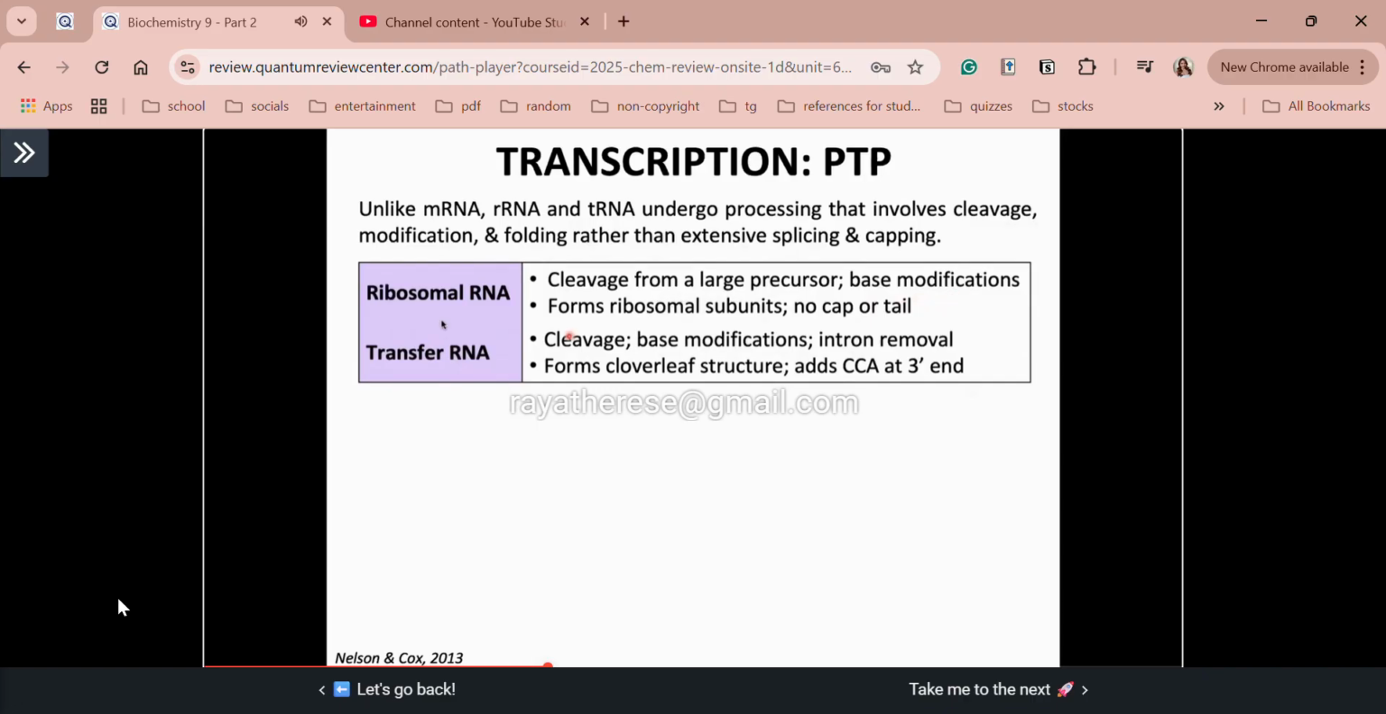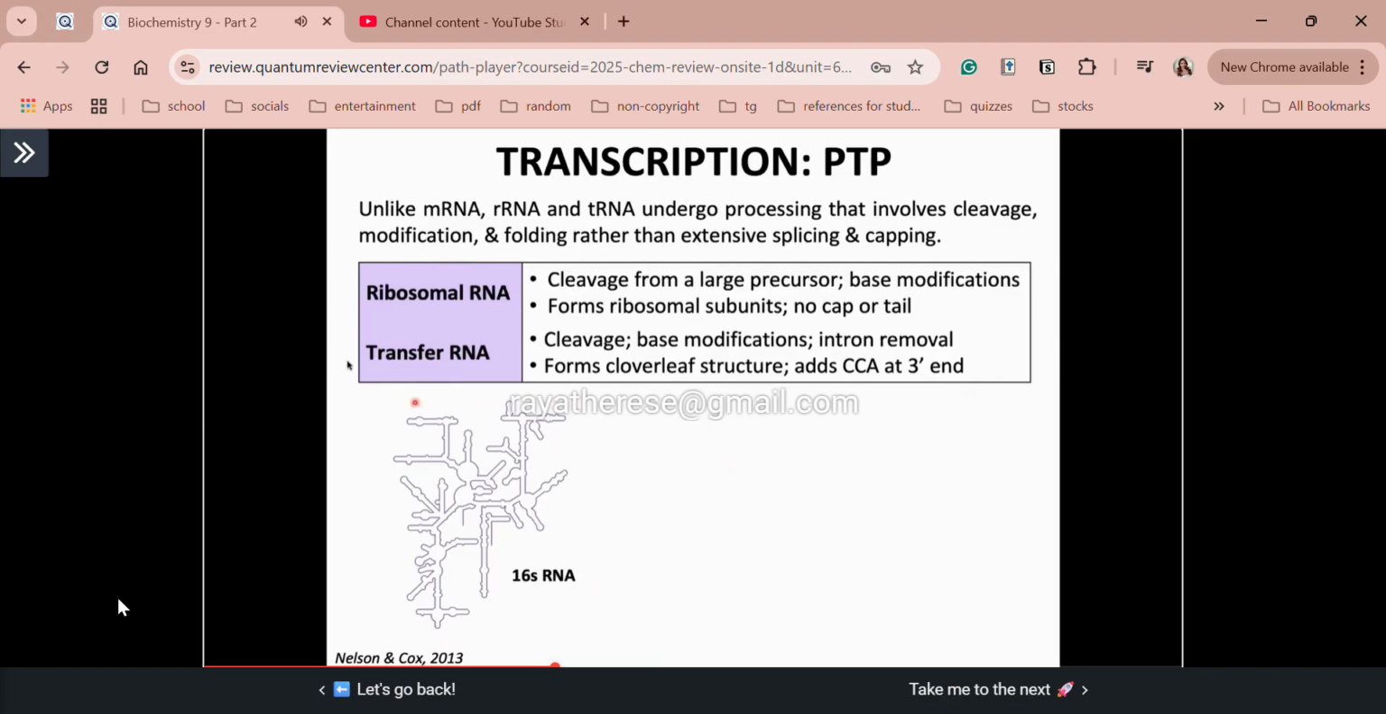Again, this ribosomal RNA forms the ribosomal subunits that will participate in our translation. Recall the site of protein synthesis is in your ribosome. And here, there's no capping or polyadenylation occurring for ribosomal RNA PTP. Before I forget, as an example of rRNA PTP, we have your 16S RNA. Of course, class, this structure has been produced during your PTP.